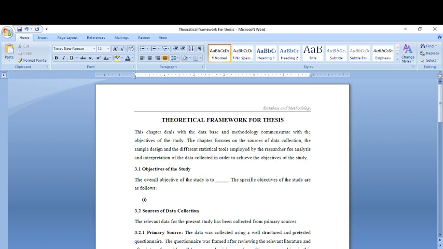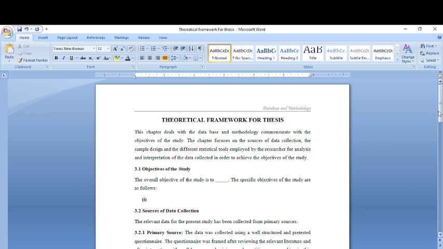So the theoretical framework of a thesis is also known as database and research methodology. In this chapter, basically what we do is cover the database and research methodology, which is commensurate with the objectives of the study. It focuses on the sources of data collection, sample design, and different statistical tools employed by the researcher for analysis and interpretation of the data in order to achieve the objectives of the study. So this is why we go in for the theoretical framework chapter for the thesis.